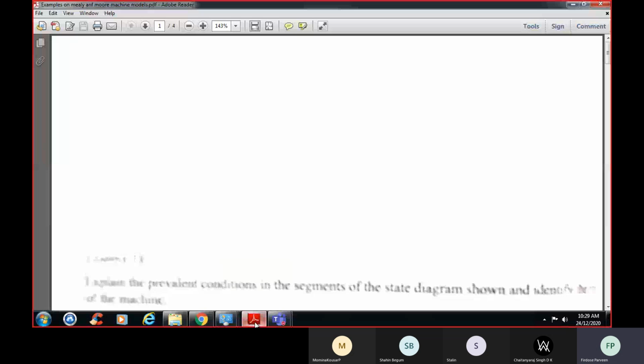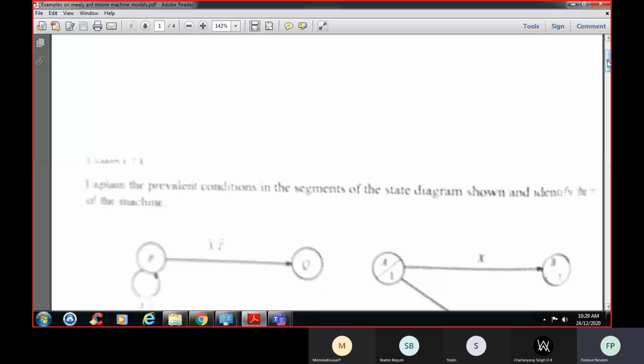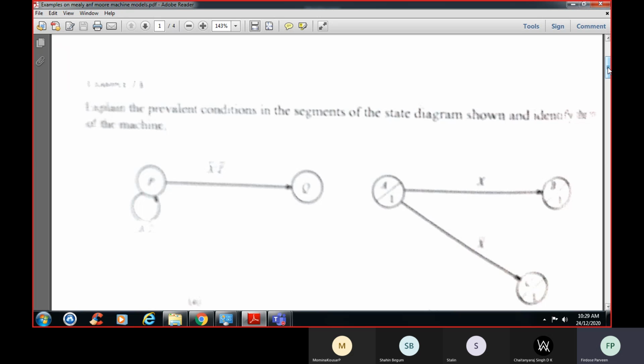So today we will be seeing the examples on Mealy and Moore machine models. So this is the question. Explain the prevalent condition in the segments of the state diagram shown and identify whether it is a Mealy machine or a Moore machine. Okay, they have given two diagrams. This is one problem and this is the other problem. So first let us see this problem. What they are telling, seeing this diagram, you have to tell whether it is a Mealy machine or a Moore machine. Okay.